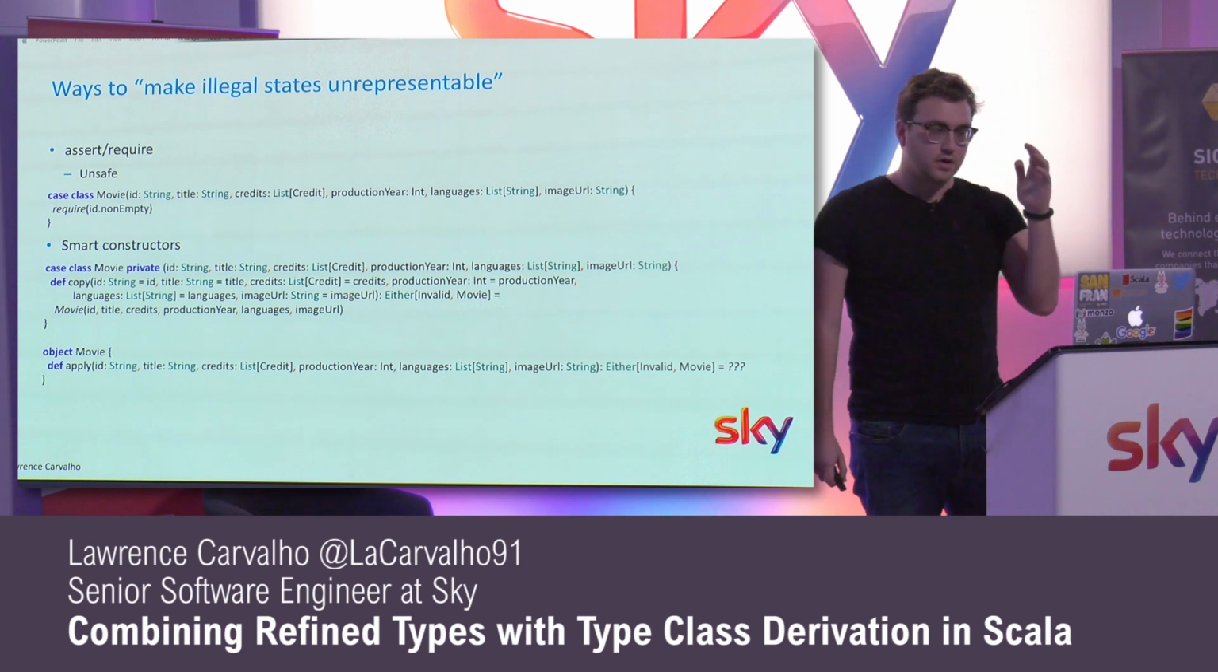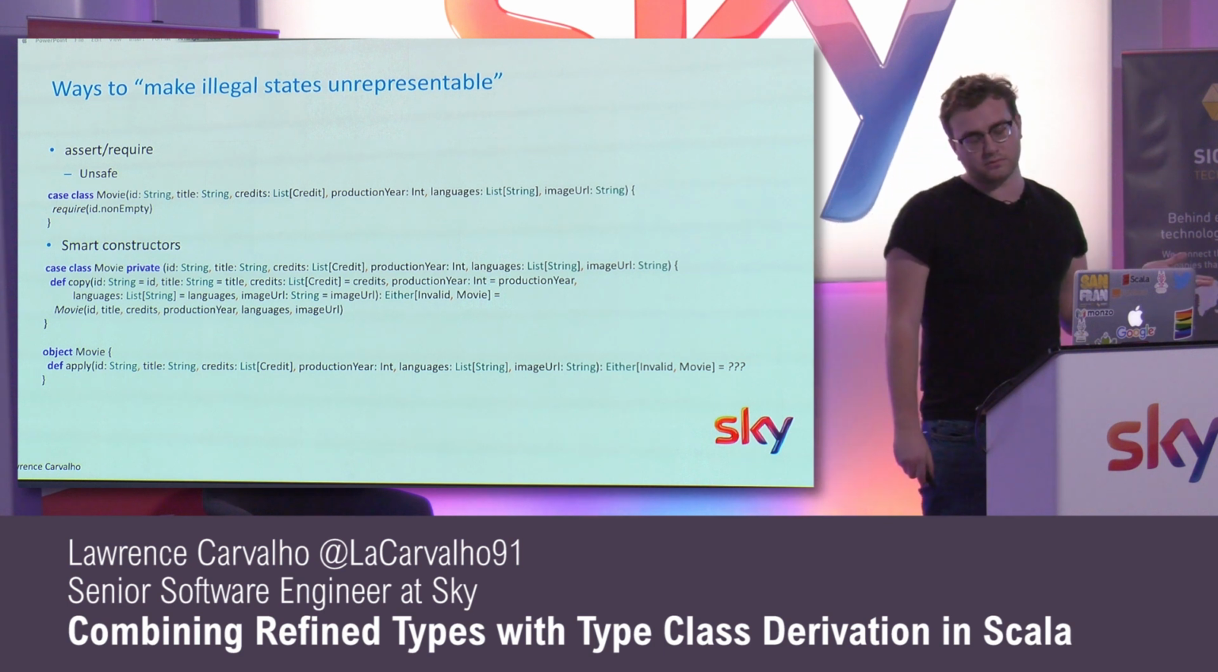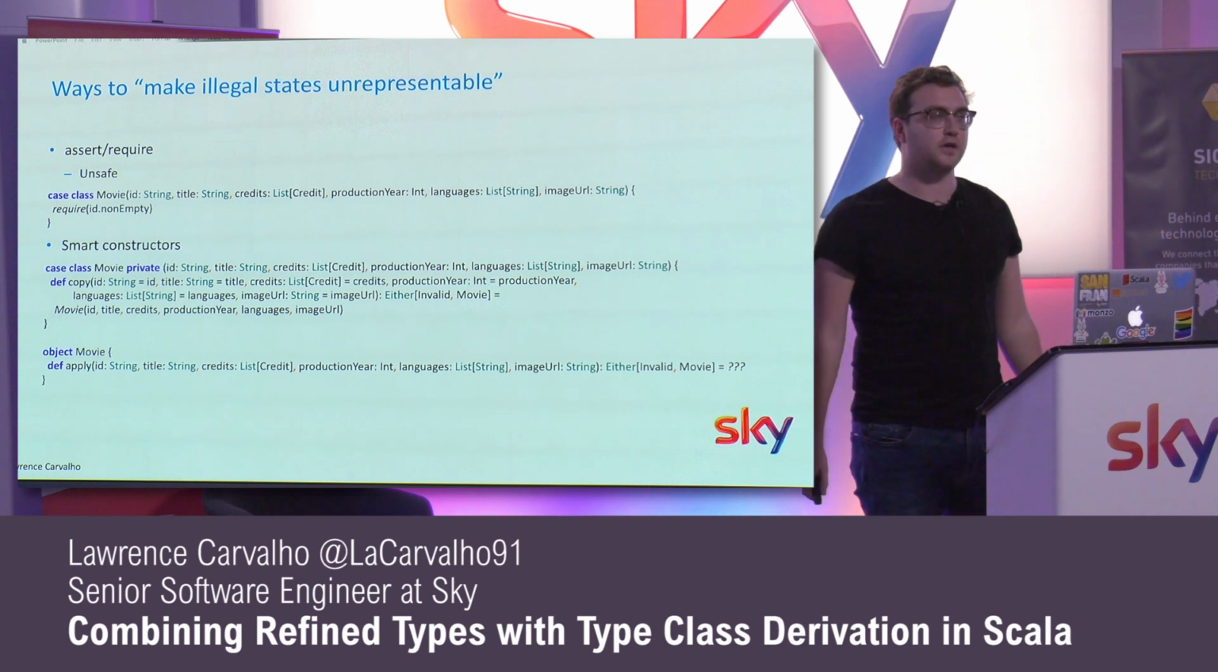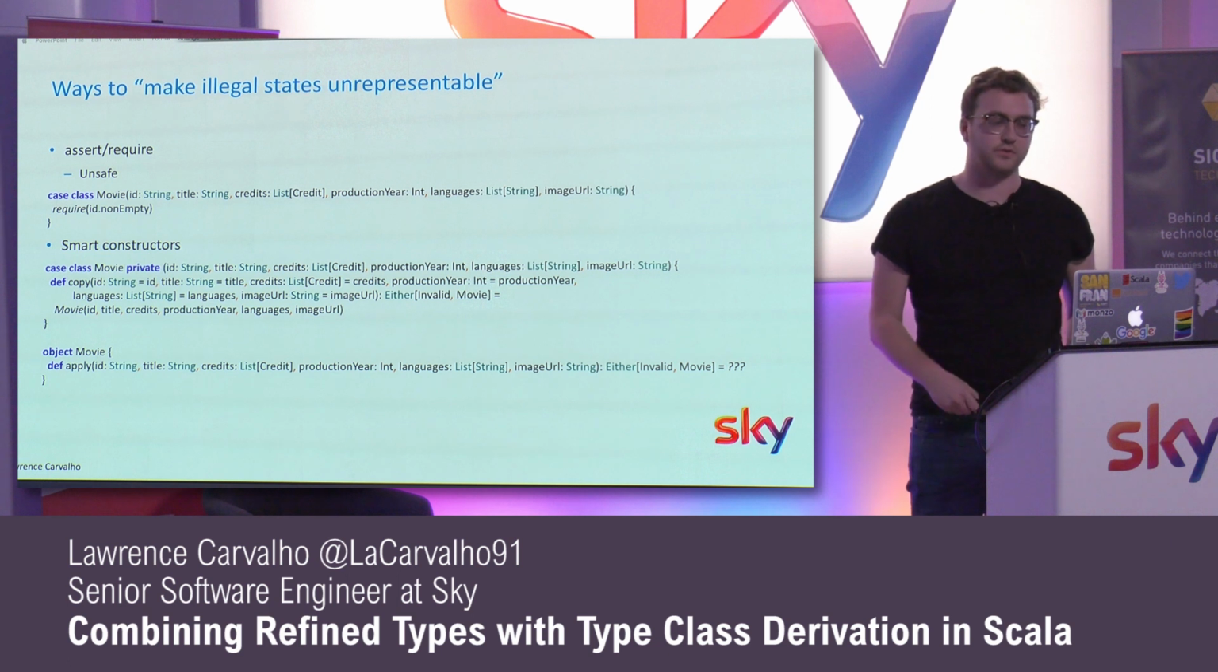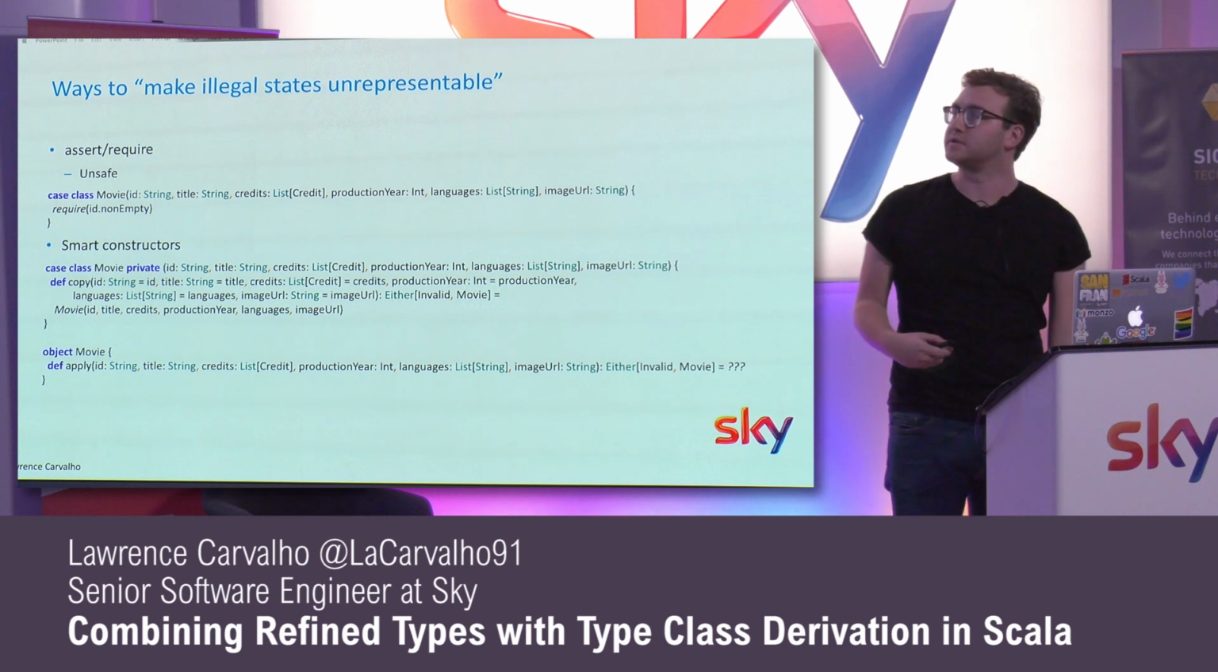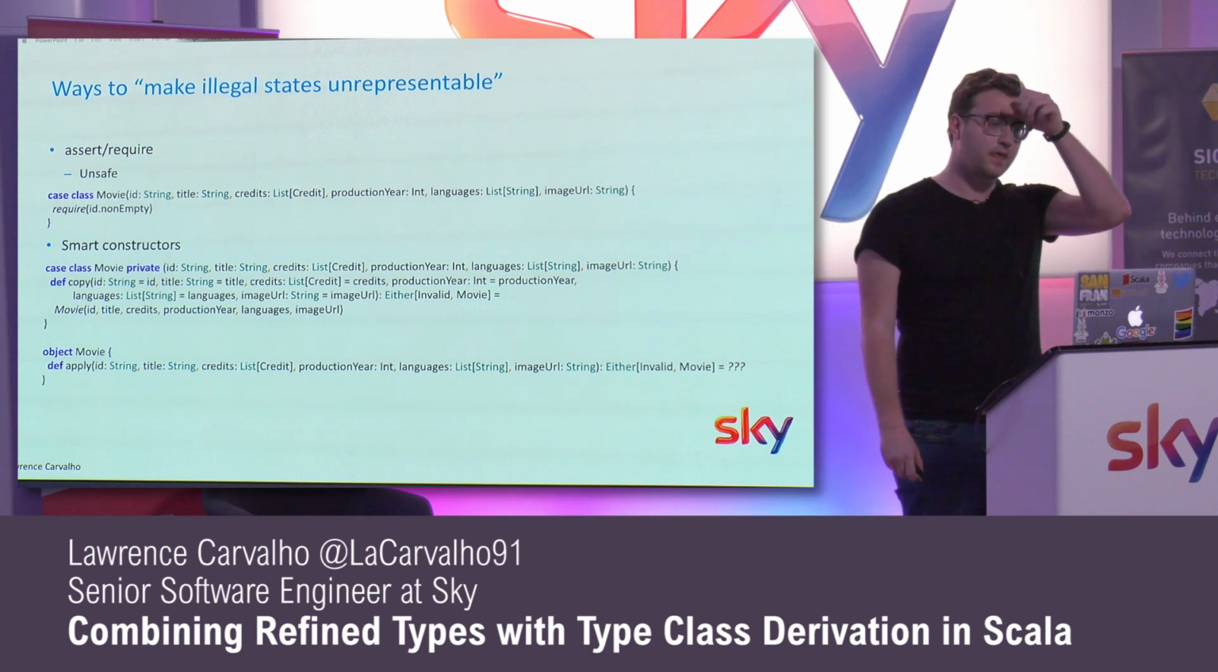So one example is using assert or require. I guess most of us know we don't really want to do that because it's unsafe, so it's going to throw an exception at runtime.